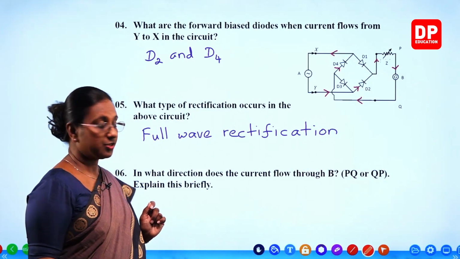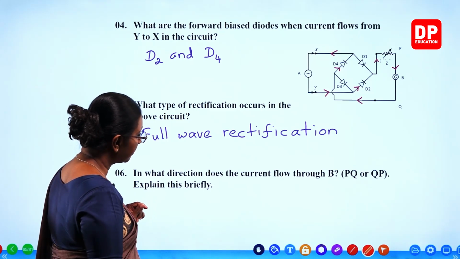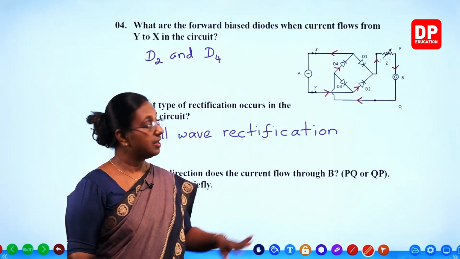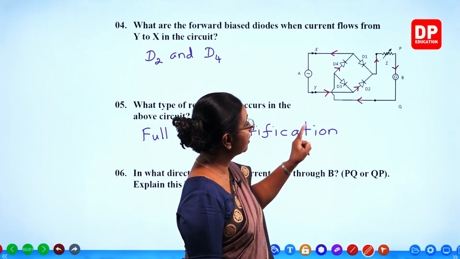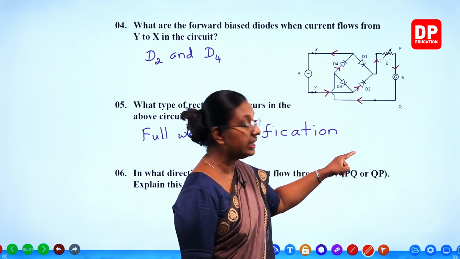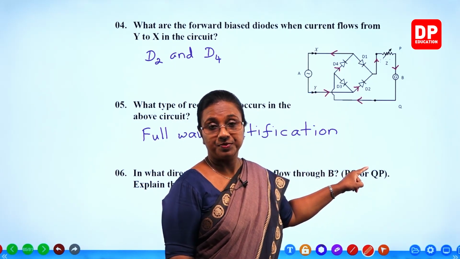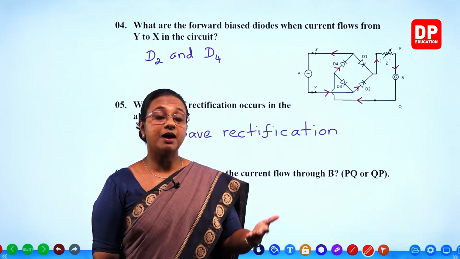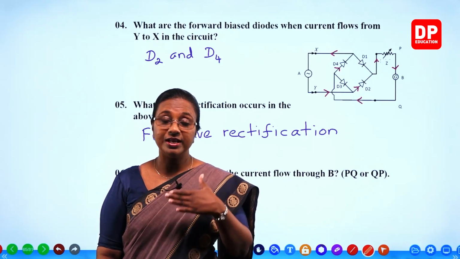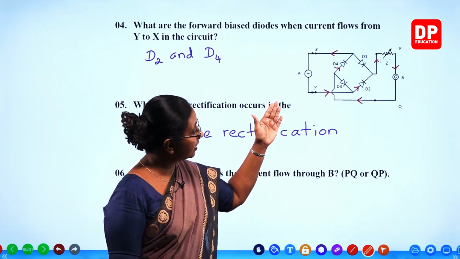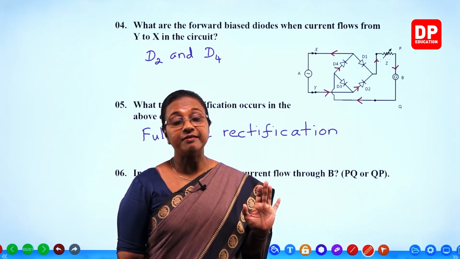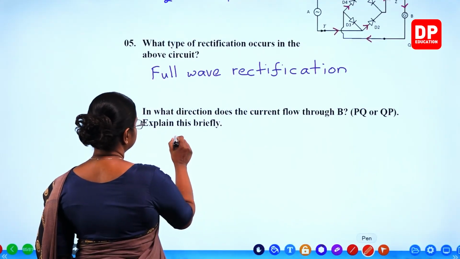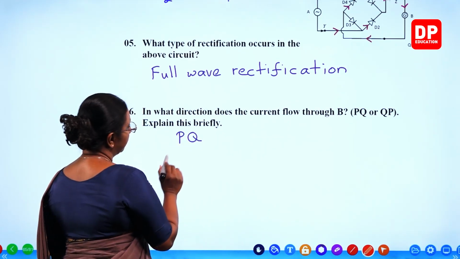Then the sixth part of the question. In what direction does the current flow through B, PQ or QP? Explain this briefly. Now, in both instances, we saw that current flows in the direction PQ through B. That is when the current is rectified. The alternating current becomes direct current. Then the current can flow only in the same direction. So it is always from P to Q. You can remember that. Current flows from P to Q, PQ direction.